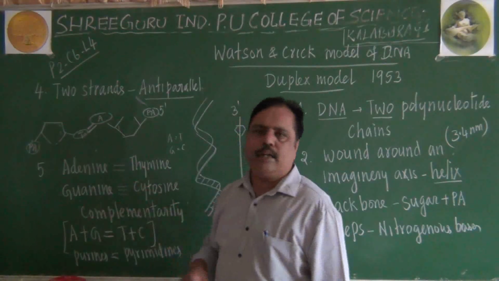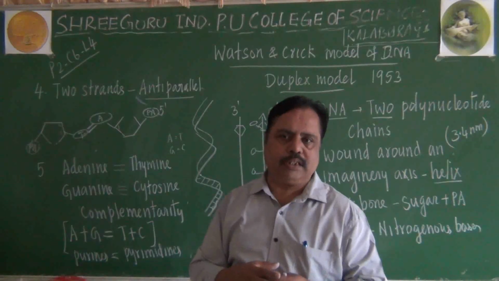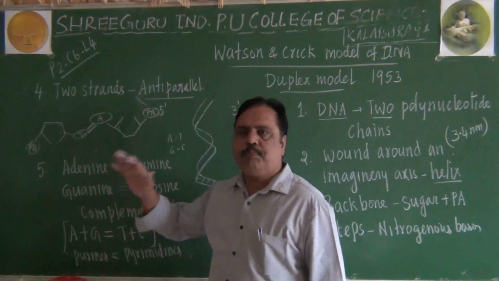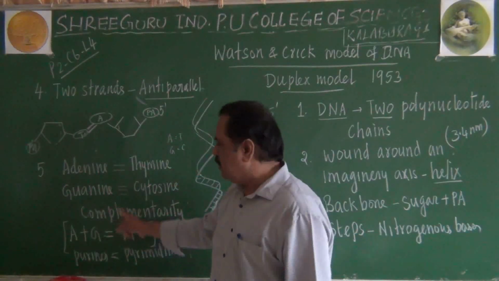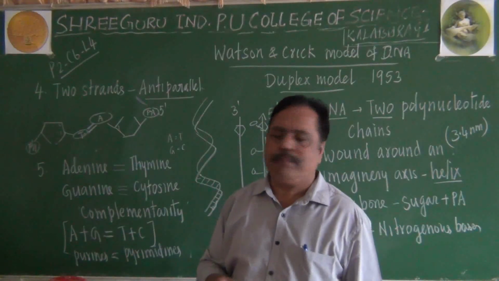with the help of 3 hydrogen bonds. So between G and C there will be 3 hydrogen bonds. This kind of pairing is called complementarity pairing. Why is this called complementarity?